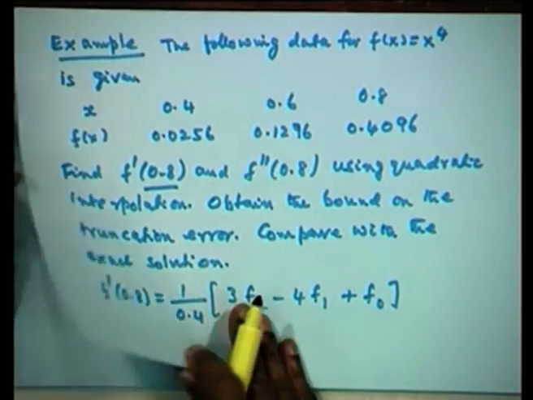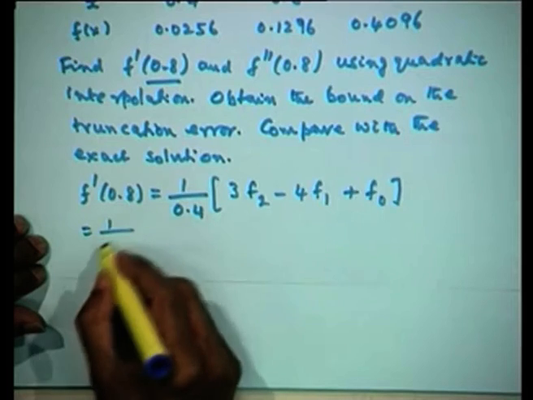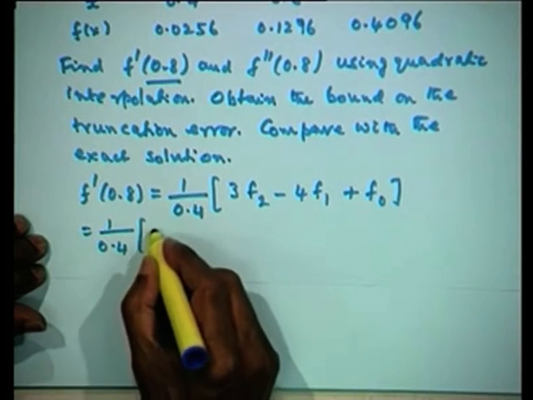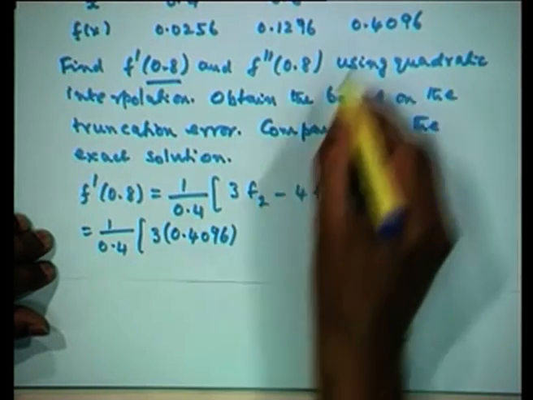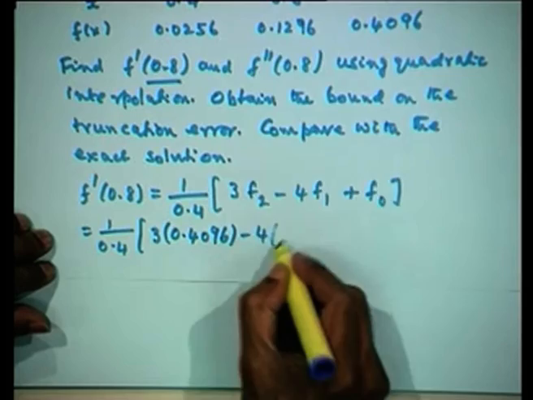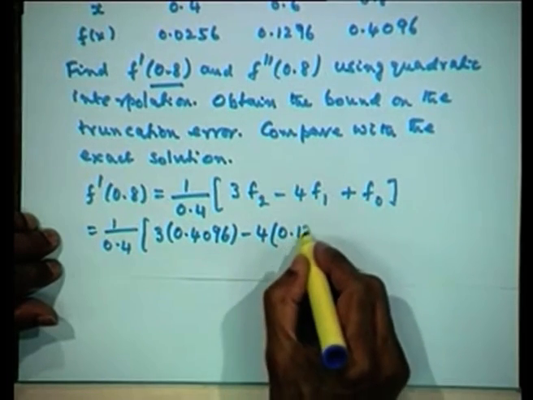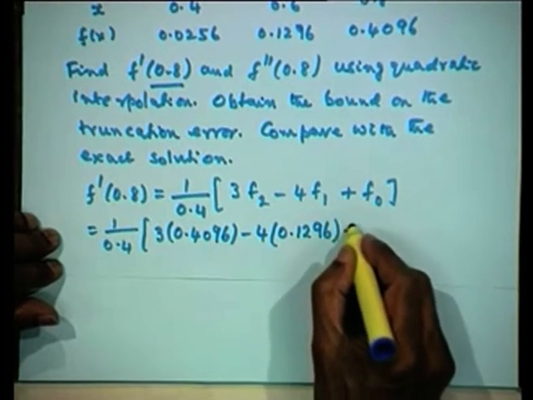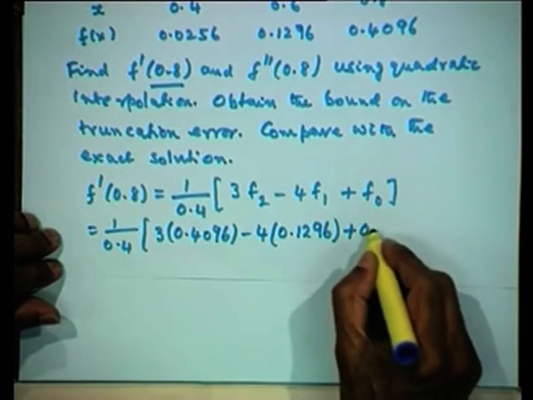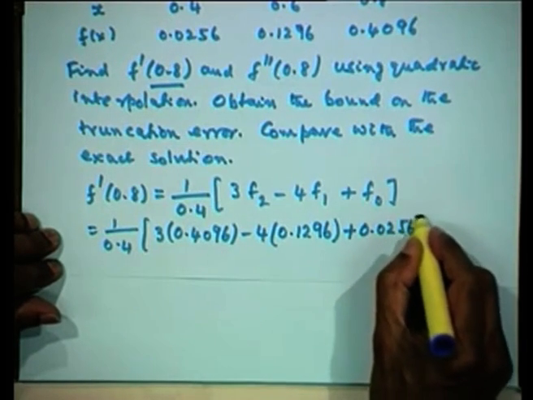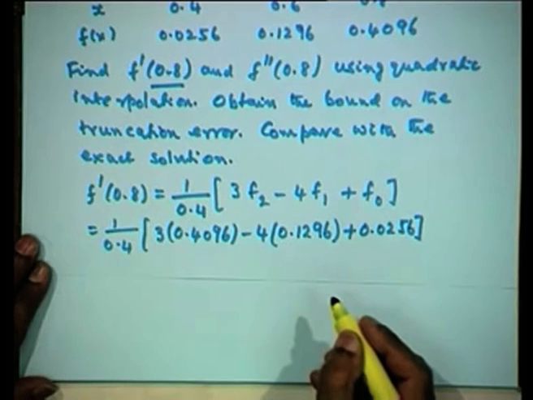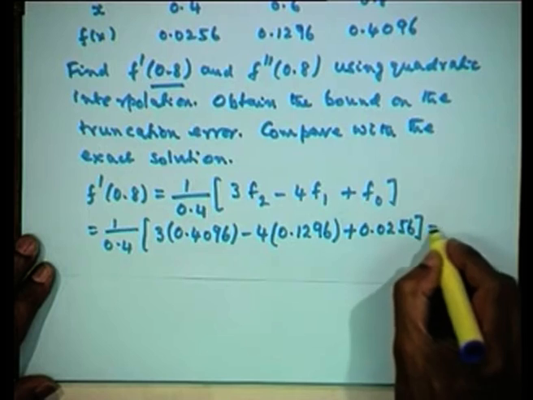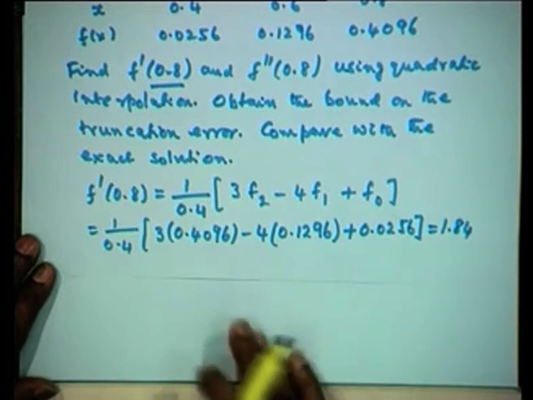Now, let us substitute the values. That is equal to 1 upon 0.4, times 3 times 4096, that is f 2, minus 4 times f 1, 1296, plus f 0, 0.0256. I can simplify this, the value is 1.84.